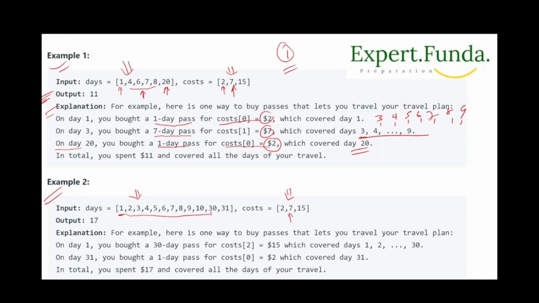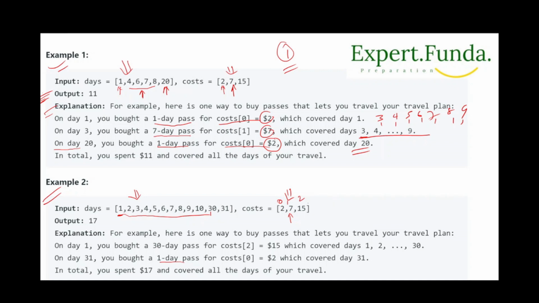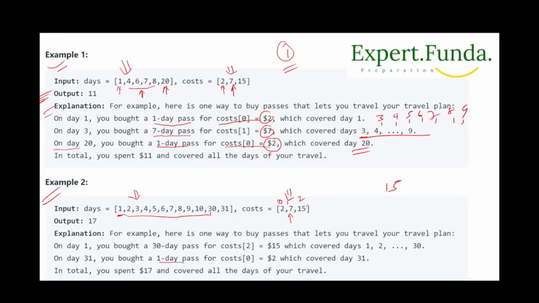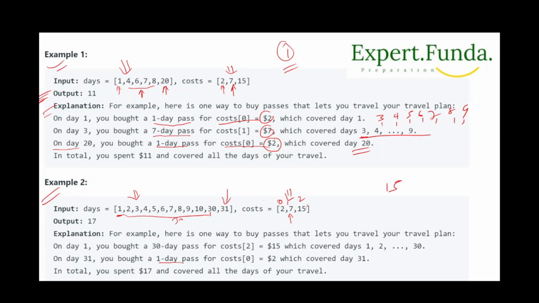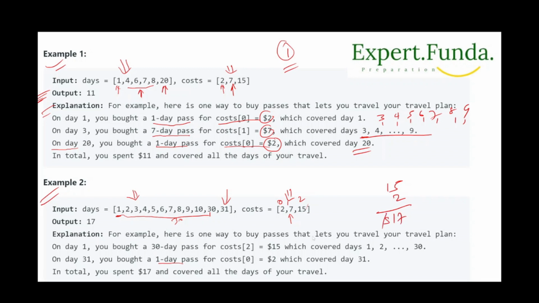Day 31, now we will take a 1-day pass, right? It will cost 2 rupees. So it will cost 15 rupees, right? 50 rupees on day 1 because we have taken the 30-day pass. And after that on the 31st, we'll take a 1-day pass and it will cost you 2, right? So in total it will return you 17, right? So I think you understood this one.